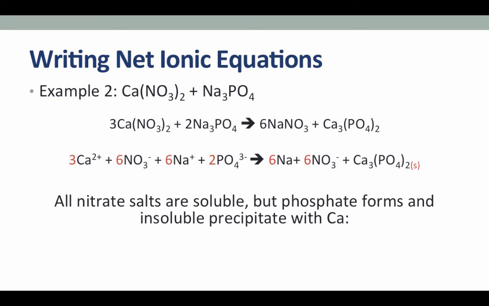I know that the calcium phosphate is going to be a solid because when I check the solubility table, I see that all nitrate salts are soluble. However, phosphate forms an insoluble precipitate with calcium. Therefore, in this net ionic equation, calcium phosphate is our product. So the net ionic equation would be 3 calciums plus 2 phosphates forming calcium phosphate.